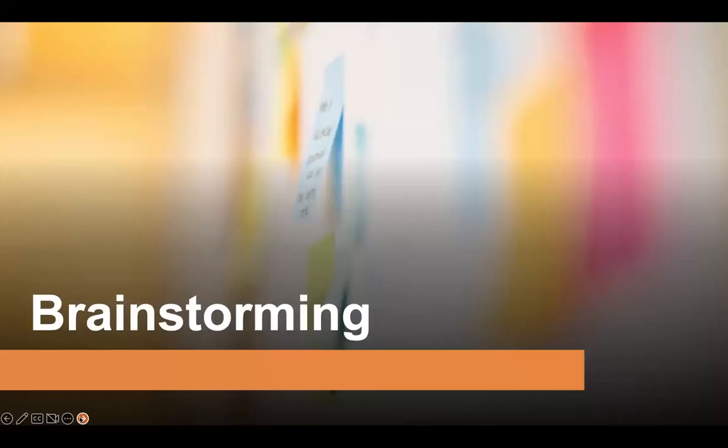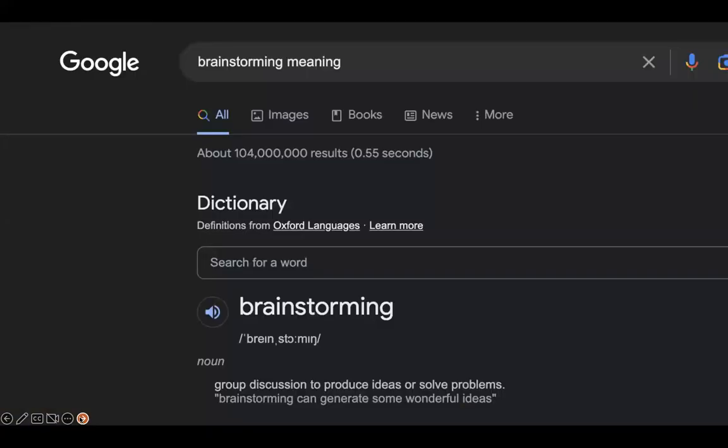Before we proceed to building the product, we have to have clear ideas of what we want to build. And that's where brainstorming comes in. Brainstorming, according to the dictionary, is group discussion to produce ideas or solve problems. So we have a problem, and the problem we have is the challenges people face to access justice.